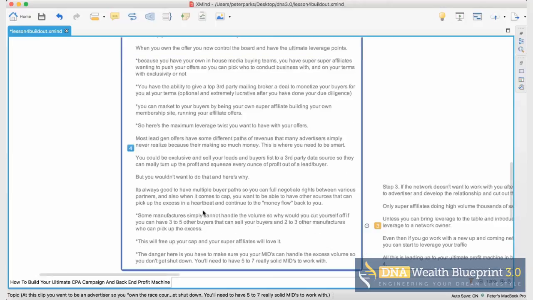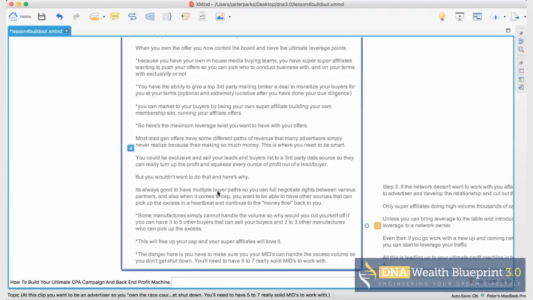Now, here's the caveat to this. You always want to make sure, if you're going to go down that path, that you have multiple buyer paths, because you want to have full negotiation rights with various partners. So if you have two or three list owners or mailers coming up to you, and a couple of super affiliates, you want to be in the driver's seat. You want to have maximum leverage so that you can get terms on your end.